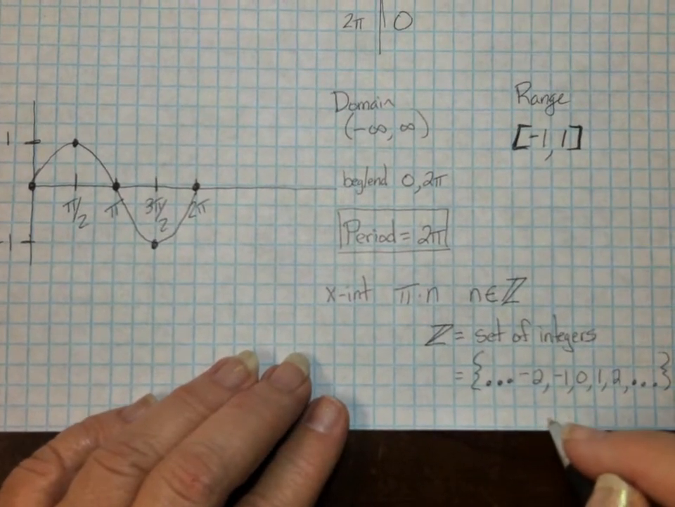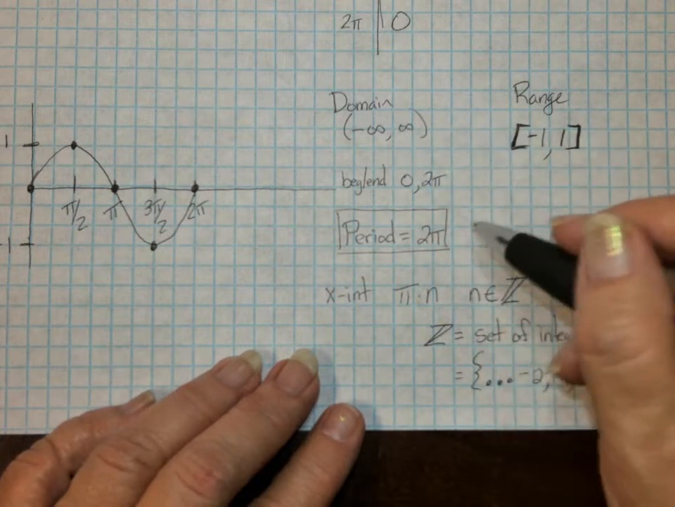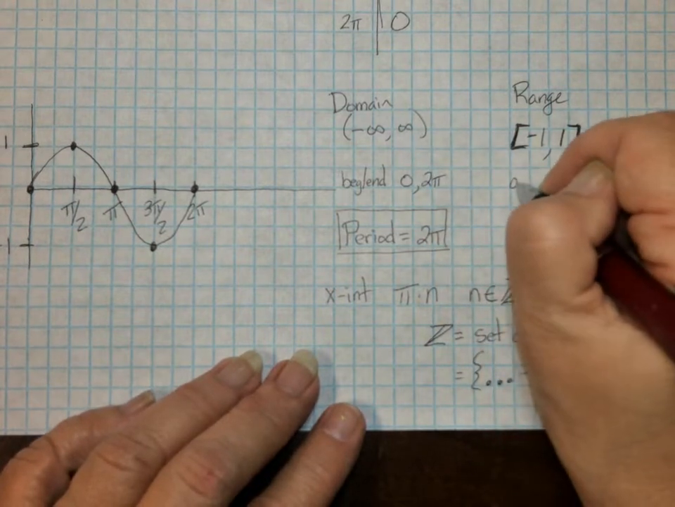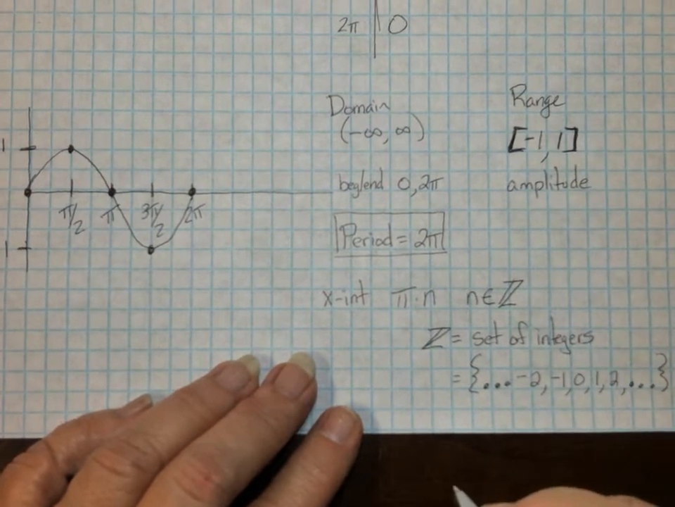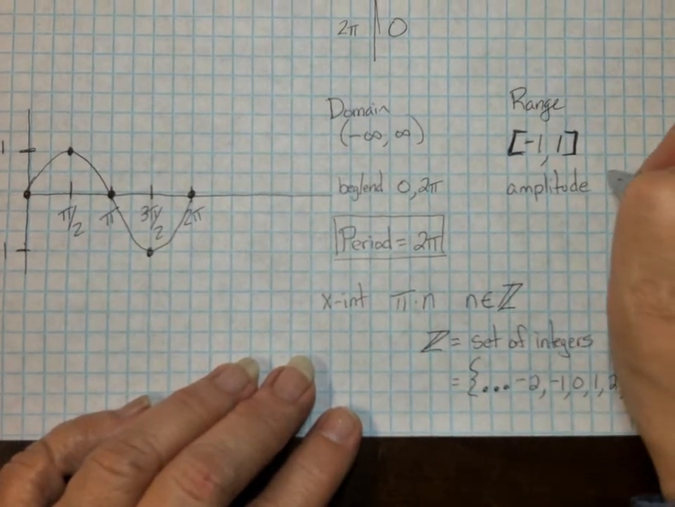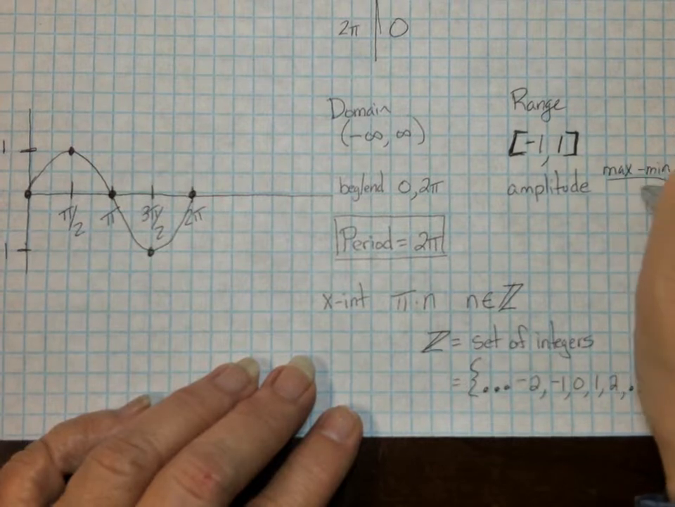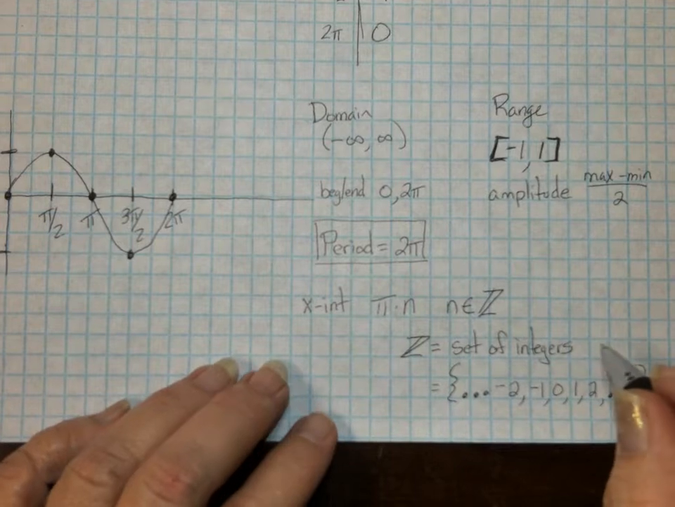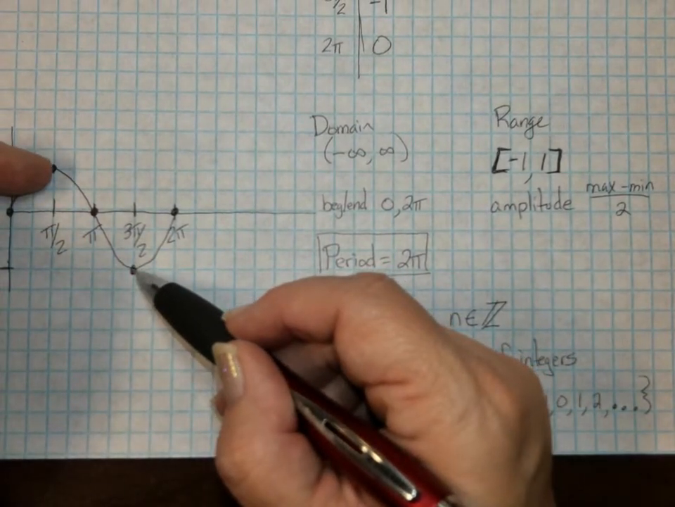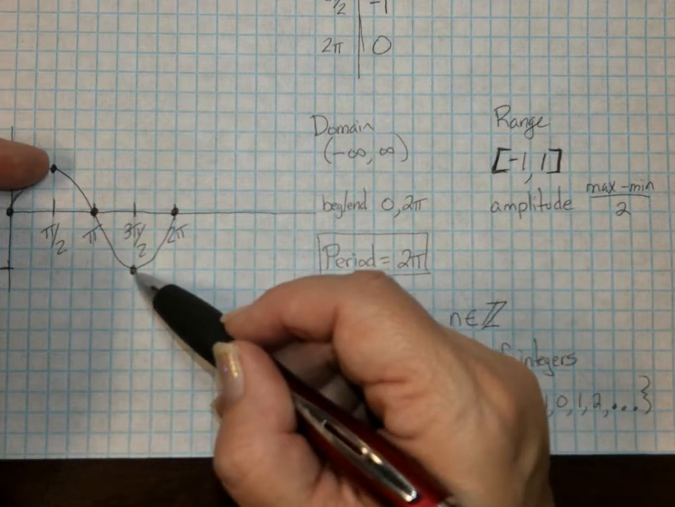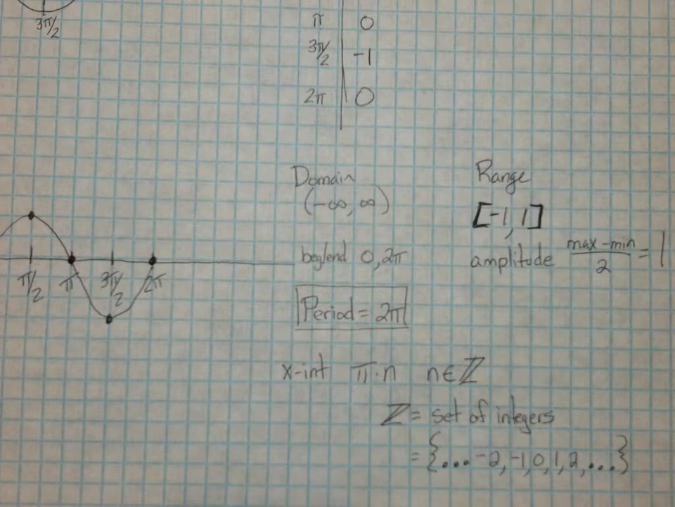Alright, now let's look at the range. The range is related to the amplitude. And so to find the amplitude, you take your maximum minus your minimum and divide by 2. So in this case, my maximum is 1 and my minimum is -1. 1 take away -1 is 2. 2 divided by 2 would be 1.